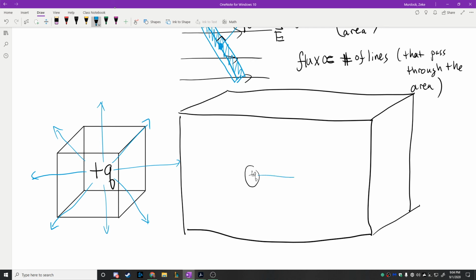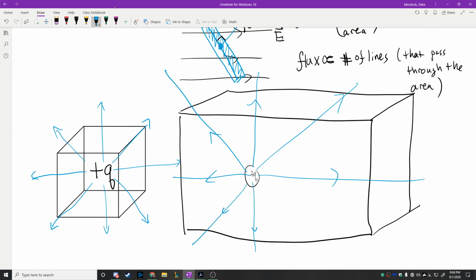It's the same flux, right? It's still going to be the same number of lines that cross out of this area, because these field lines go on forever. They don't care about the size of the box, right? So it's the same flux in this case. Same flux in both cases. The size of the shape doesn't actually matter.